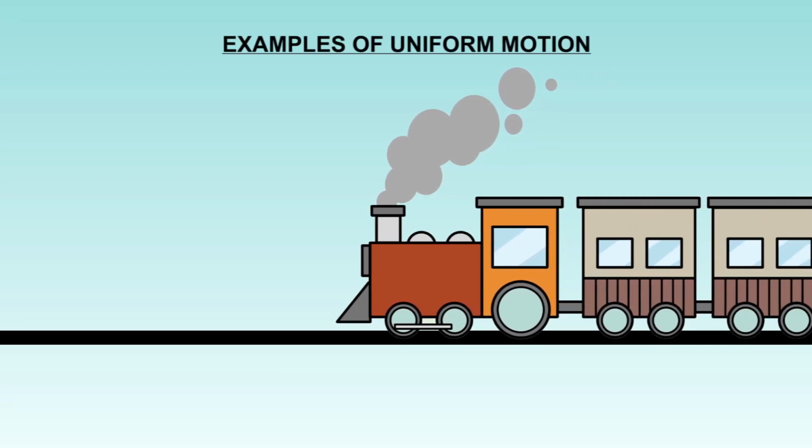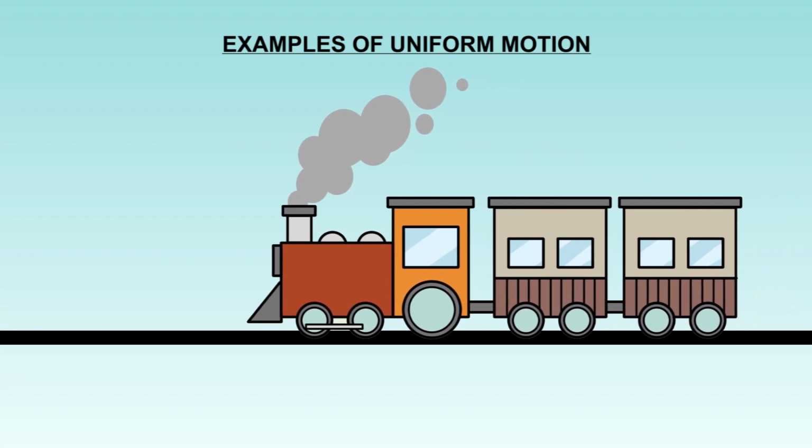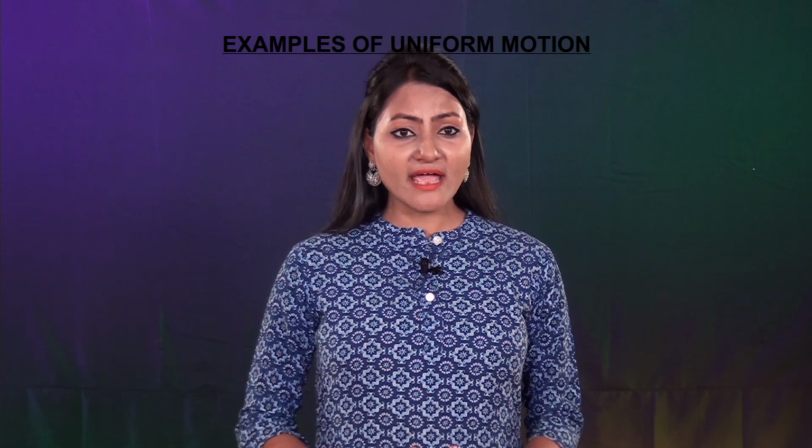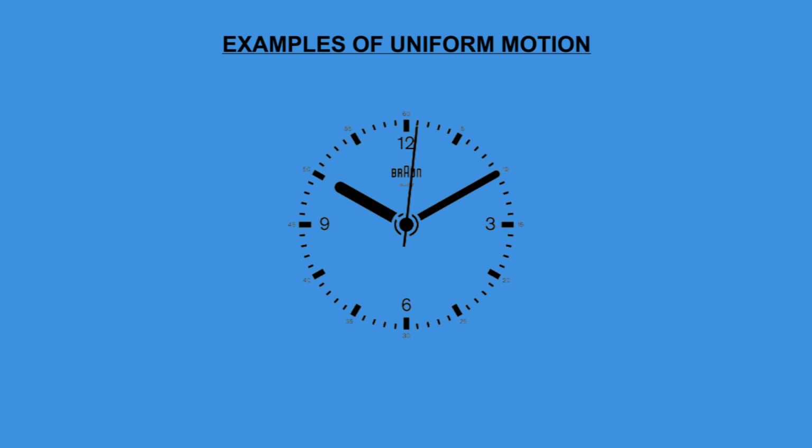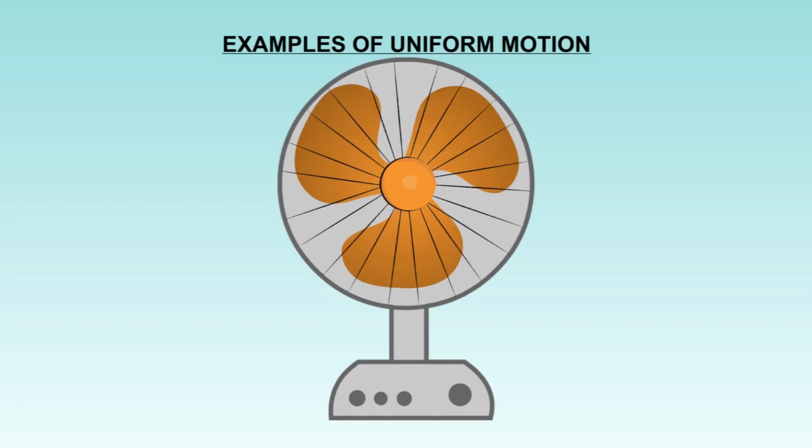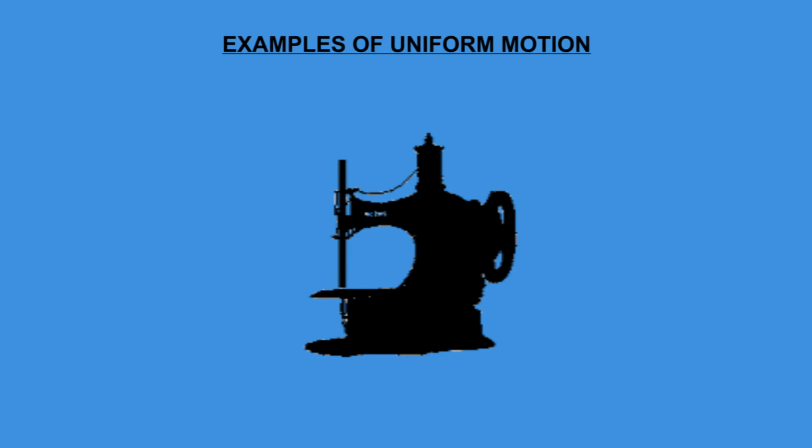Here are some examples of uniform motion. A train going along the tracks at steady speed. The hour hand of a clock. It moves with uniform speed, completing a specific distance in an hour. A cooling fan running at a fixed speed. A vibrating spring in a sewing machine.